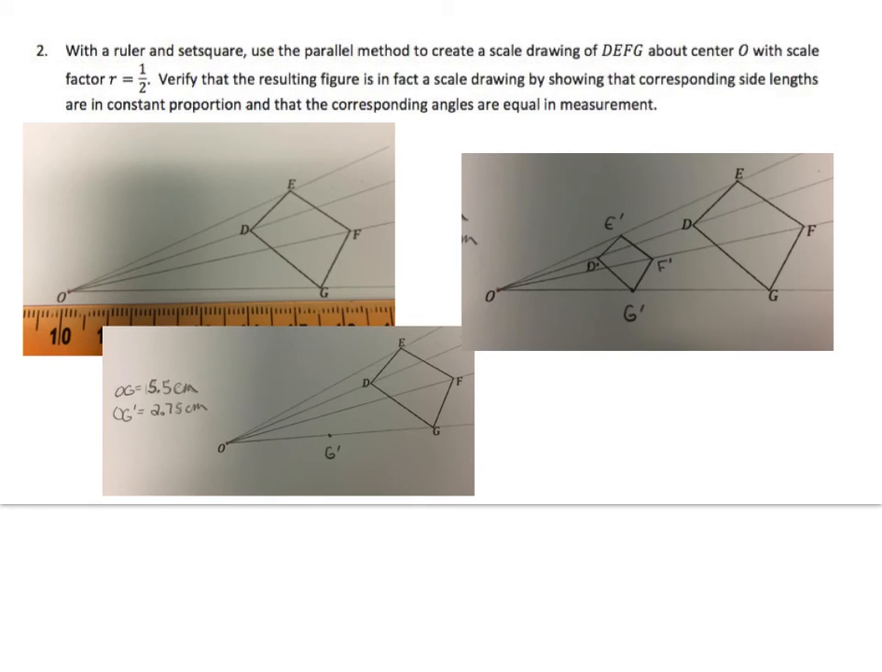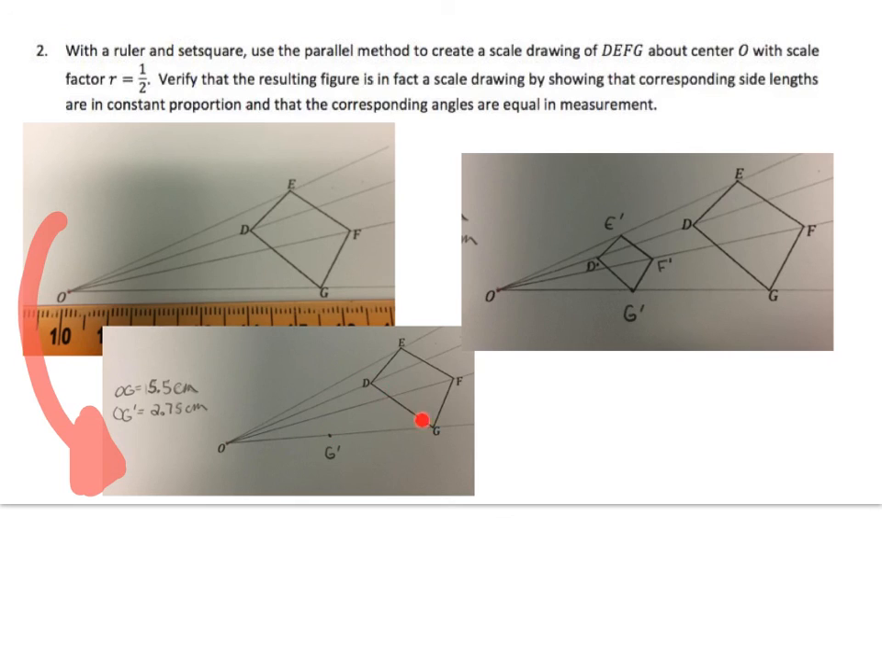With a ruler and set square, use a parallel method to create a scale drawing about center O with scale factor of 1/2. So we're going to get smaller. Here I actually had to draw my rays through each one of my vertices. And then I measured from O to G. From O to G was 5.5 centimeters. Divide by 2, O to G prime is 2.75 centimeters. So once I make that point right there, I don't have to measure anything else.